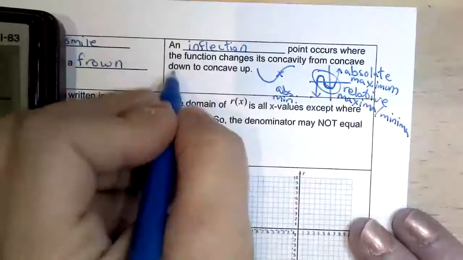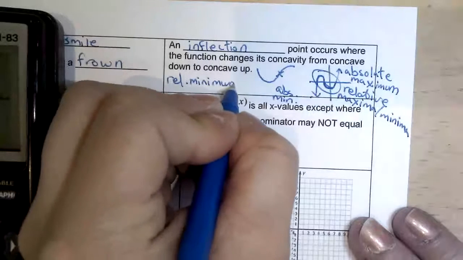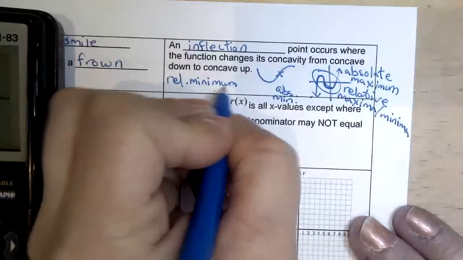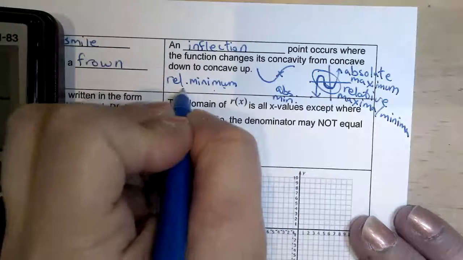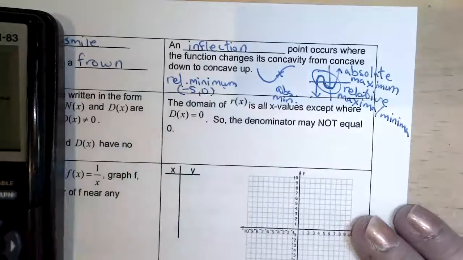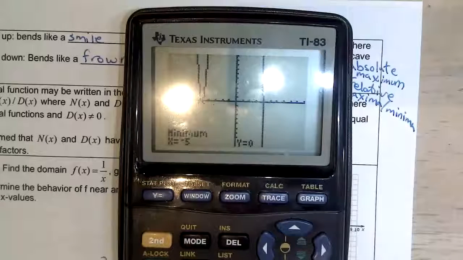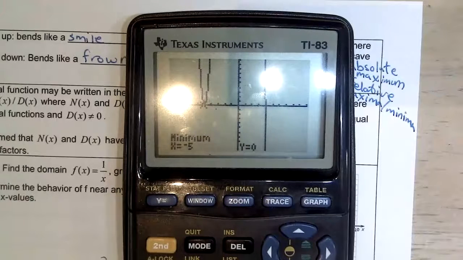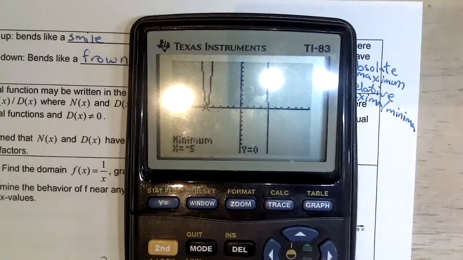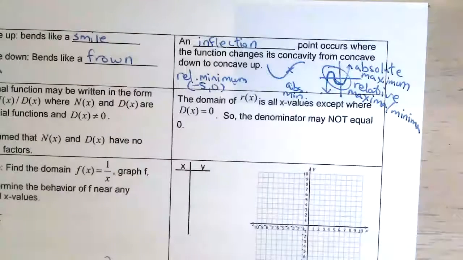So that's my relative minima, or minimum. Plural is minima or maxima. At -5, 0. So you do need to know how to find that. Make sure that you write it down. I'll also put some calculator tips in Google Classroom for you guys so that you can see them, and it has that on it.